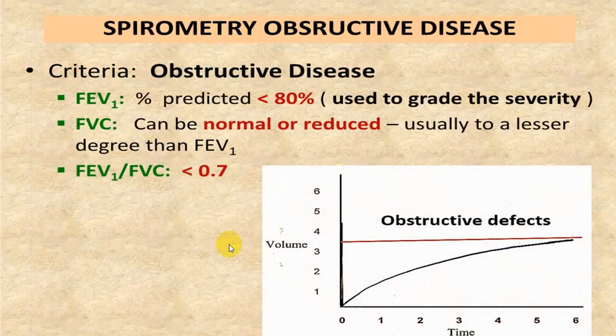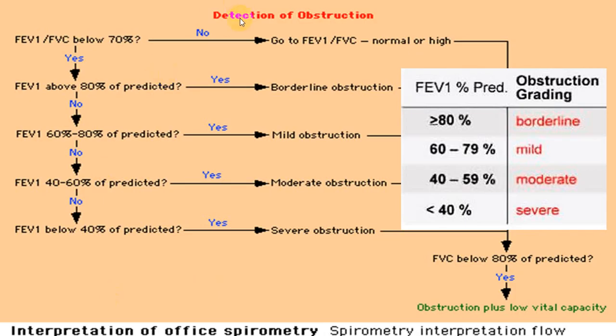So now this is typical of an obstructive pattern, where FEV1 is reduced to less than 80, FVC can be normal or slightly reduced, and the ratio will be less than 0.7 or 70%. So that will be straightforward in favor of an obstructive element. FEV1 will be markedly reduced, while FVC may be slightly reduced. And to find out the severity, we have said 80, 60, 40. Less than 80, mild. Less than 60, moderate. Less than 40, severe.